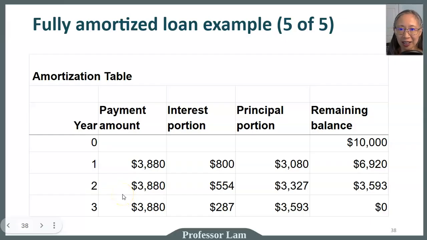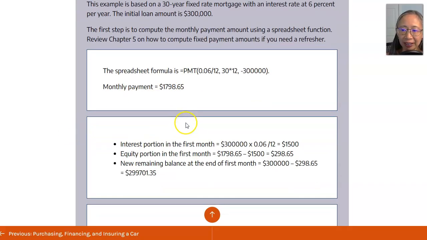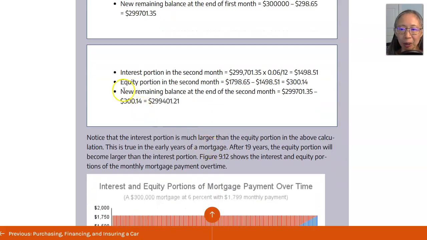We used a simplified example of 3 years with yearly payments to demonstrate the calculation. The same logic applies to mortgages over 30 years with monthly payments. The textbook shows an example of an amortization table for a 30-year fixed-rate mortgage. It shows the monthly payment amount. It went through the same calculation for the interest in the first month, the equity or principal portion in the first month, and the remaining balance at the end of the month. So the terms equity and principal are used interchangeably.